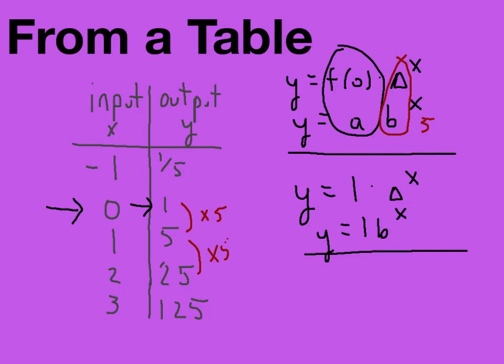So to finish this off, y would equal 1 times 5 to the x, or we can not worry about the 1, and alternatively you could just write it as y equals 5 raised to the x power.